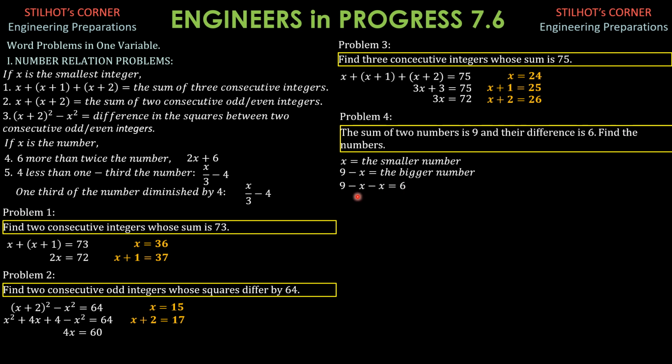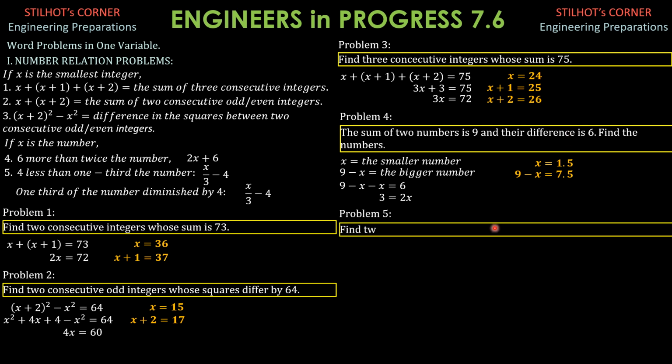So 9 minus 2x equals 6, or negative 2x equals 9 minus 6, which is 3. Then moving negative 2x to the right, 3 equals 2x. Divide by 2. So x, the smaller number, is 1.5 or 3 halves. And the larger number is 9 minus 1.5, 7.5. So those are the numbers.